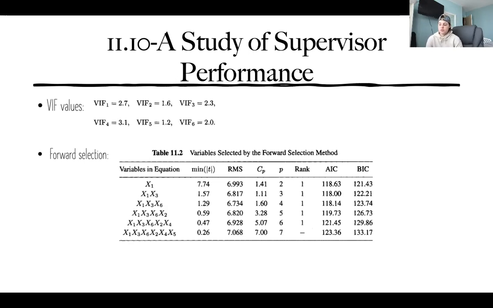The stopping rules used in this example were to stop if the minimum absolute t-test is less than our t-value of 0.05 with n minus p, and to stop if the minimum absolute t-test is less than 1. So we're going to use t with an alpha value of 0.05 and our statistic of n minus p. The first rule terminated with the variables x1 and x3. The second rule terminated with the variables x sub 1, x sub 3, and x sub 6, and so on.